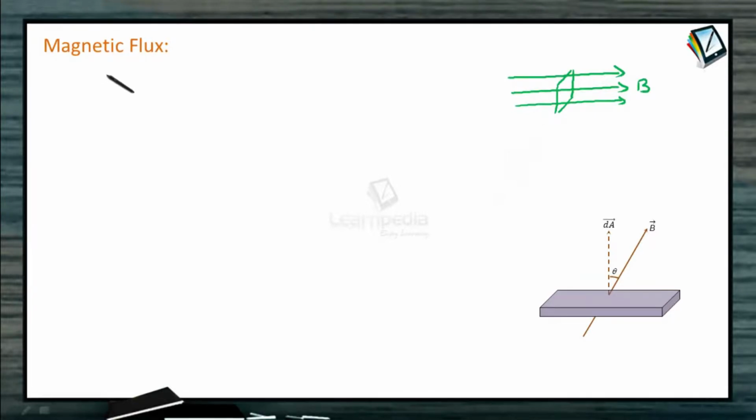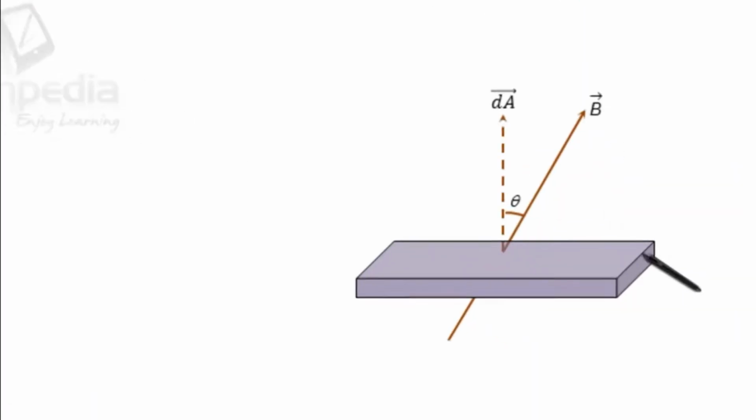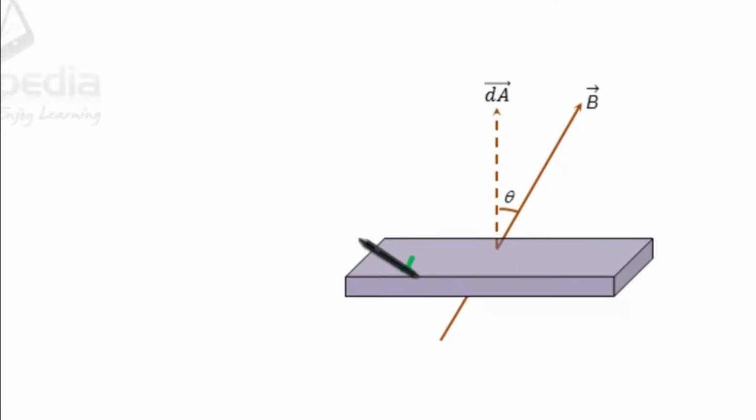The magnetic flux is the total number of magnetic lines of forces passing normally through an area placed in a magnetic field. It is equal to the magnetic flux linked with that area. So if I choose this as area, this is the length, this is the breadth, area vector directed in this direction, let me call this as dA. Here the magnetic field direction is given as B, making an angle theta. Then the magnetic lines of forces passing normally through this area gives us the flux.